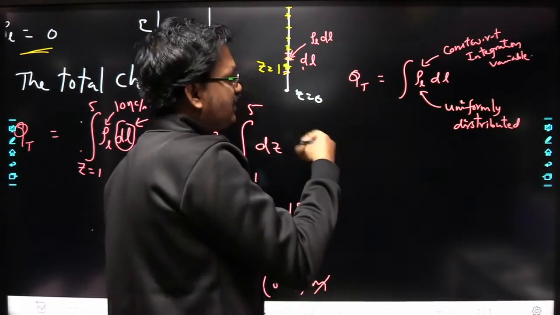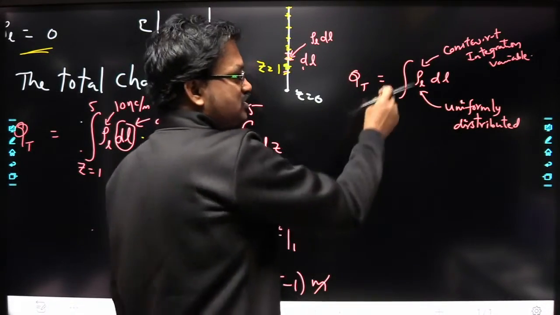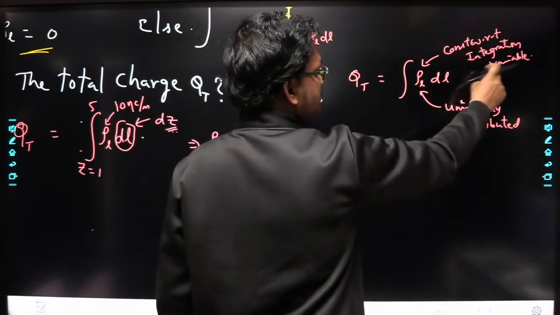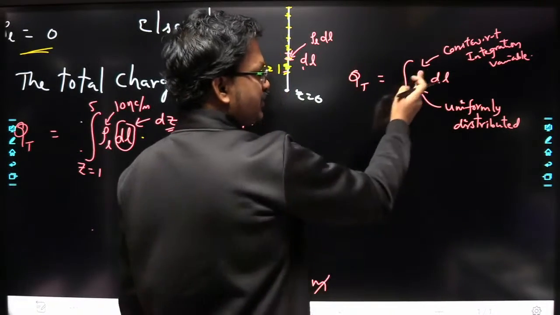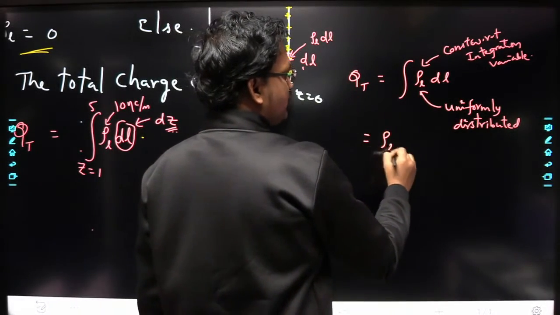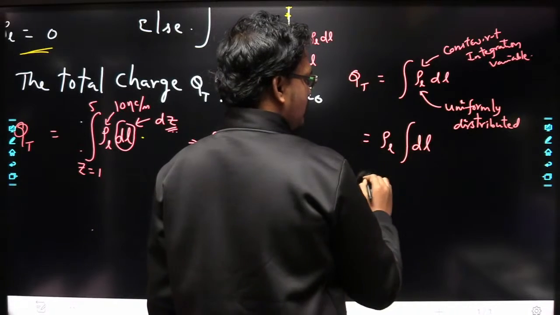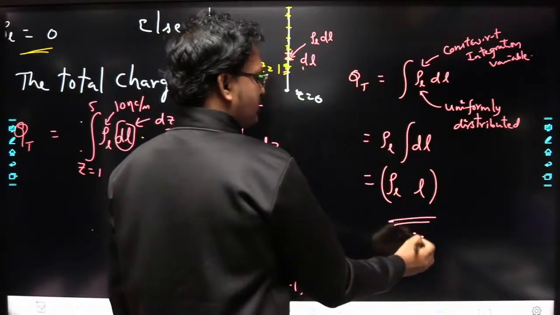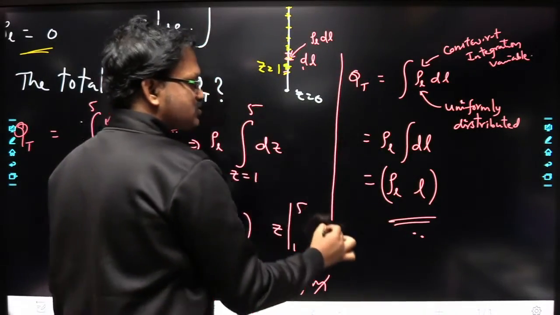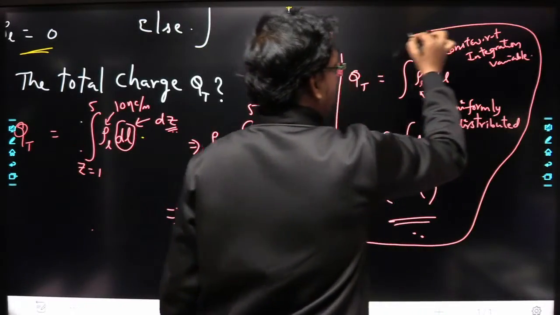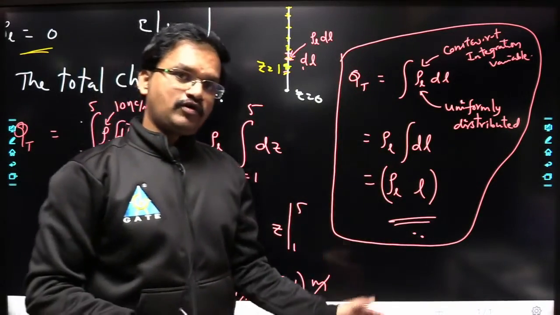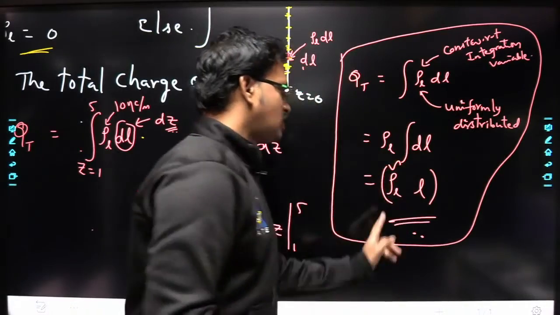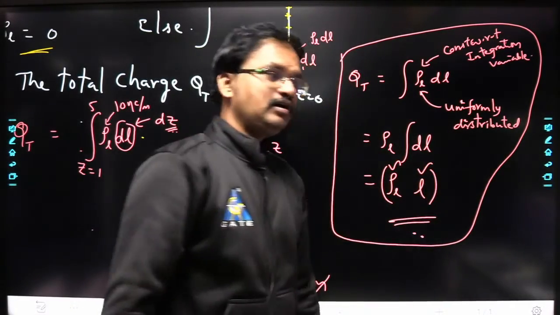So everywhere, at each and every point along the length, the distribution is going to be uniform. Understood? Then we can treat it as constant with respect to the integration variable. Then you can take it out of the integration. You will get simply rho L into integral dl, which is equal to rho L into L. So whenever the charge distribution is uniform, you can directly multiply the charge density with the length.